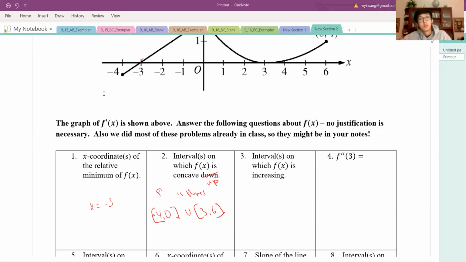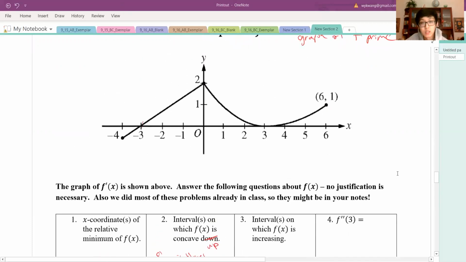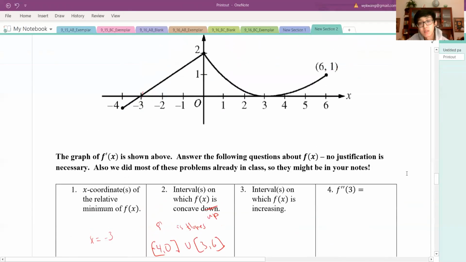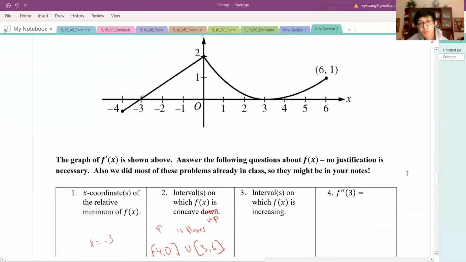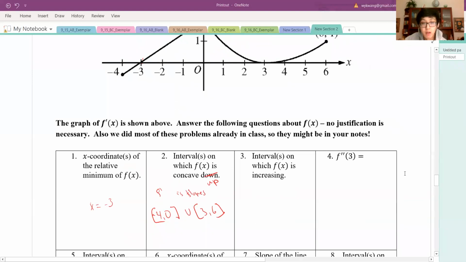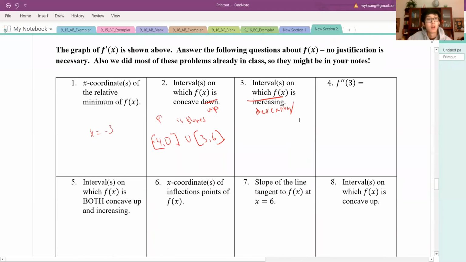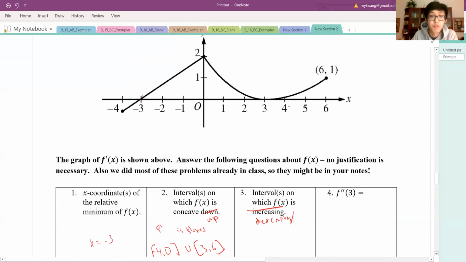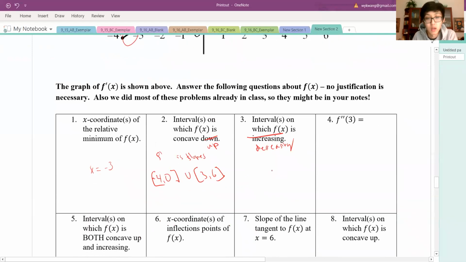Okay. Intervals on which f of x is increasing. Well, this is the graph of f prime of x. So whenever f prime is positive, and that changes to decreasing actually. Whenever f prime is negative, then we know that f of x is decreasing. Well, f prime of x is negative here, so -4 to -3.